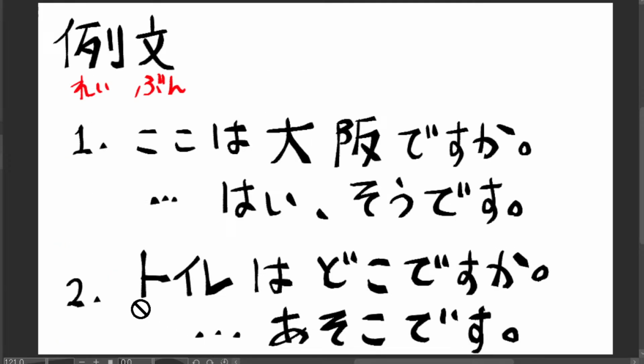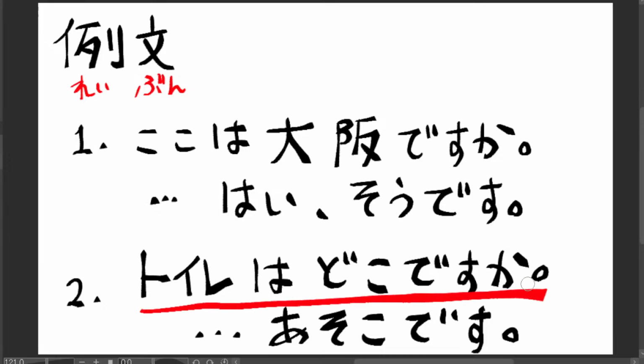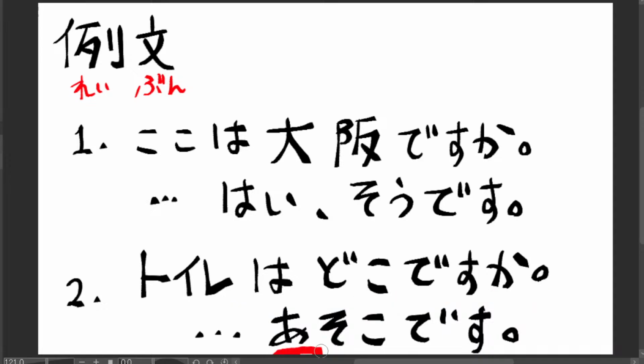トイレはどこですか？ Where is the toilet? あそこです. Over there. あそこです. Over there. So this is the second 例文. Next, number three.